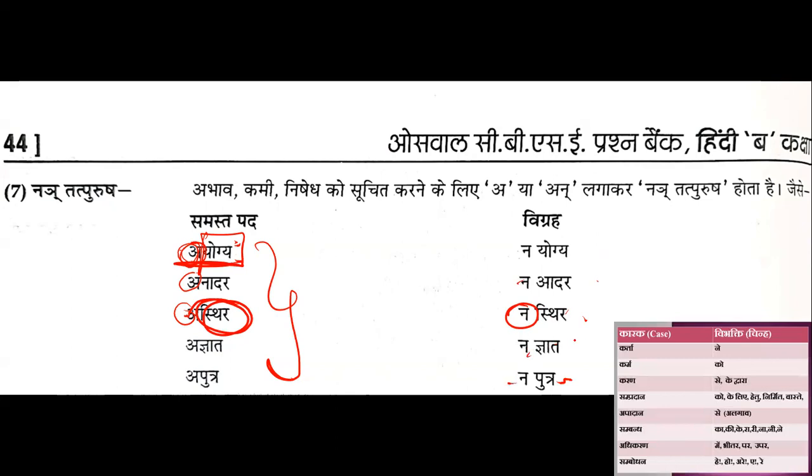That is Nagn Tatpurush. So we are done with Tatpurush Samas and Dvand Samas, and in the next video we're going to cover the rest of the four types of Samas, which are Karmdhare Samas, Dvigu Samas, Bahuvrihi Samas, and Avyayibhav Samas.